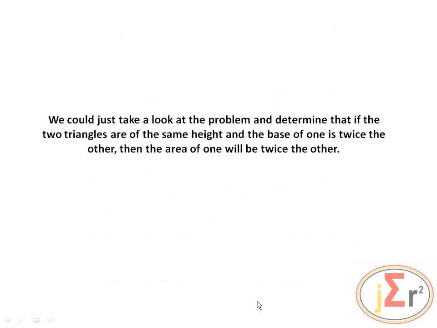We could just take a look at the problem and determine that if the two triangles are of the same height and the base of one is twice the other, then the area of one will be twice the other. So we could have just looked at that and discovered our answer in a matter of seconds. But just to make myself clear, I have gone through at length to explain. I do not imagine that candidates will go to such lengths. It is just the explanation that is time consuming. Arriving at the answer should be done in a matter of seconds.